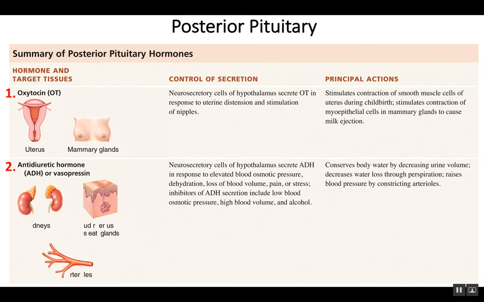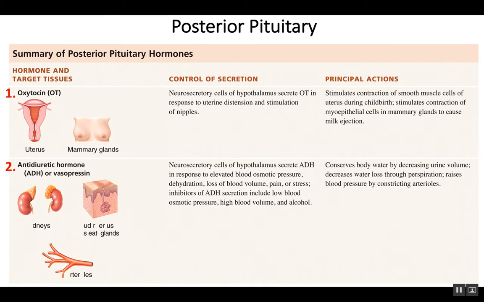On to the posterior pituitary gland. The posterior pituitary gland controls the release of 2 hormones. These 2 hormones are oxytocin and antidiuretic hormone. I must emphasize that these 2 hormones are actually synthesized by the hypothalamus, but they are transported to the posterior pituitary and then released. Let's start with oxytocin.